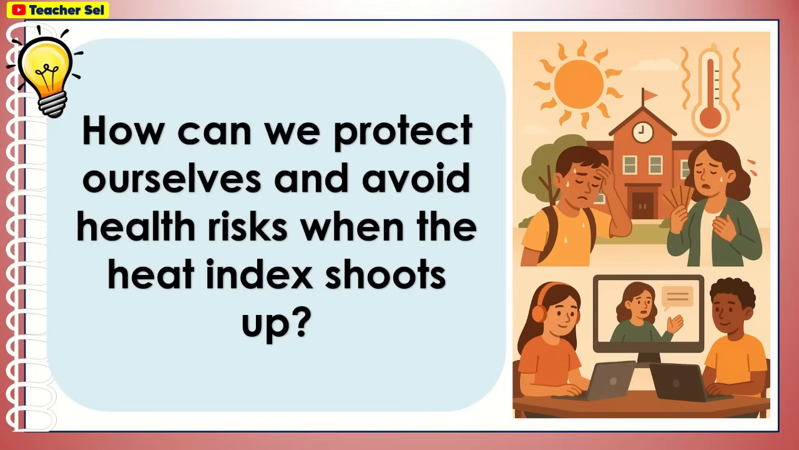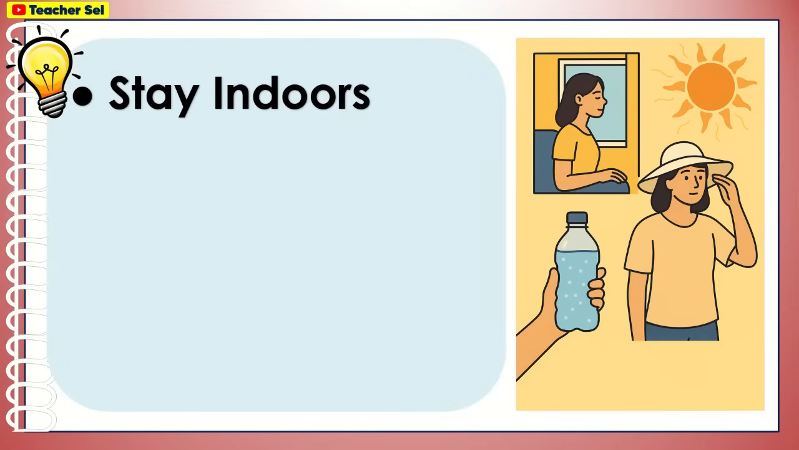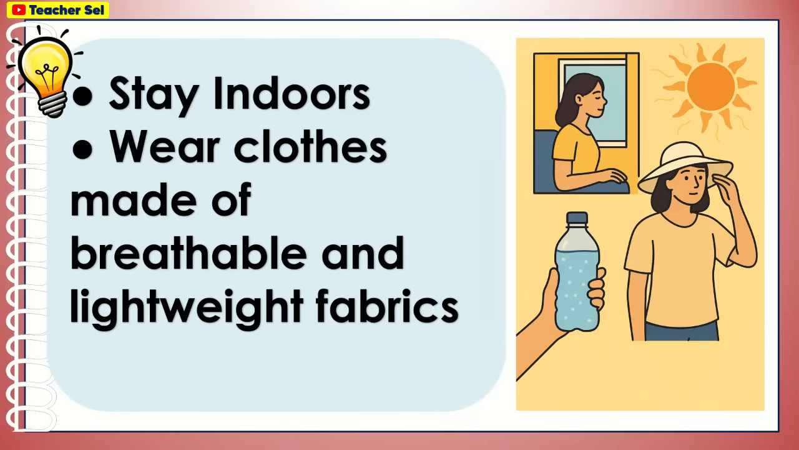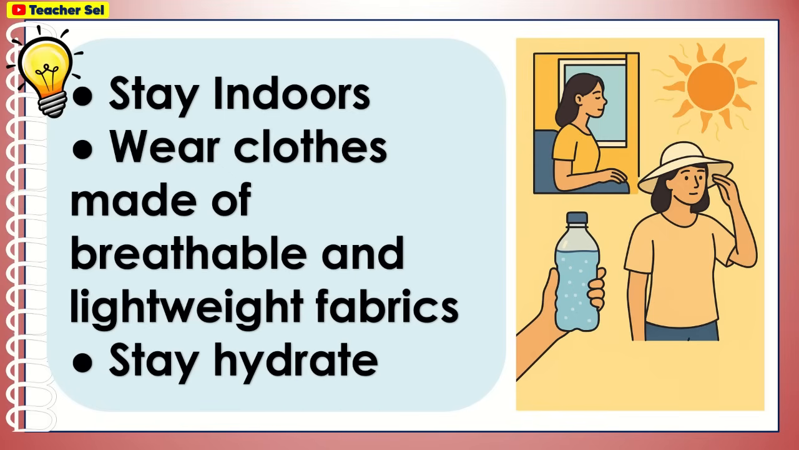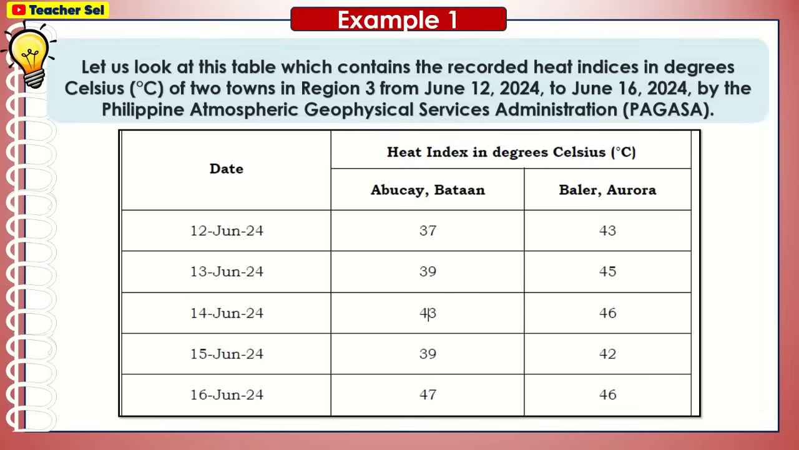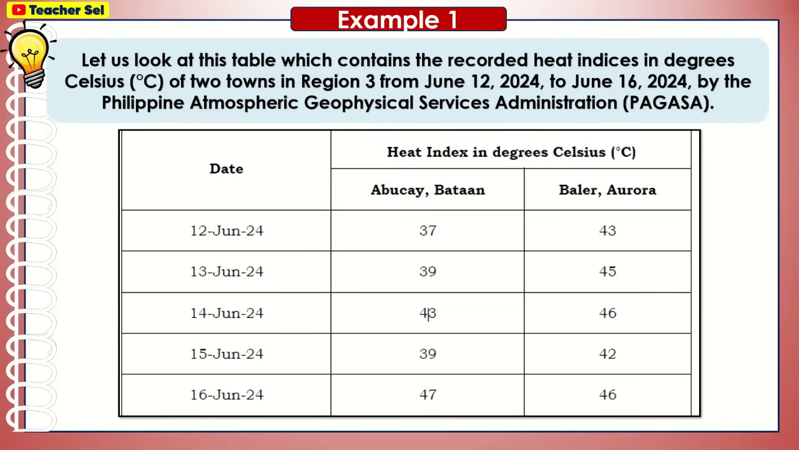How can we protect ourselves and avoid health risks when the heat index shoots up? Stay indoors. Wear clothes made of breathable and lightweight fabrics. Stay hydrated. Let us look at this table, which contains the recorded heat indices in degrees Celsius of two towns in Region 3 from June 12, 2024 to June 16, 2024 by the Philippine Atmospheric Geophysical Service Administration or PAGASA.